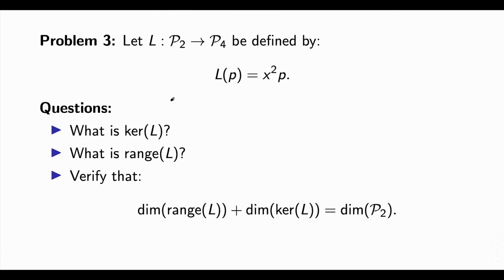Let us do one more problem. L is a linear map from P2 to P4 defined by L of p(x) equal to x squared times p(x). So what is the kernel of L? What is the range of L? Verify the dimension theorem. Okay.